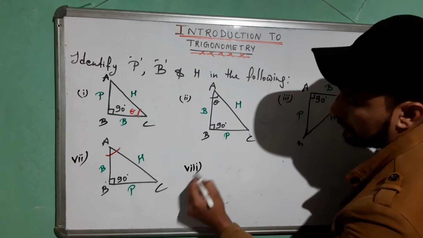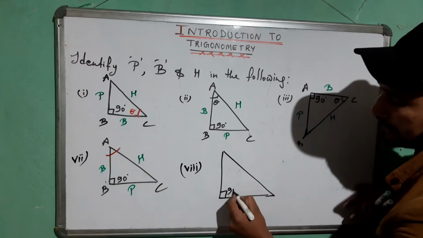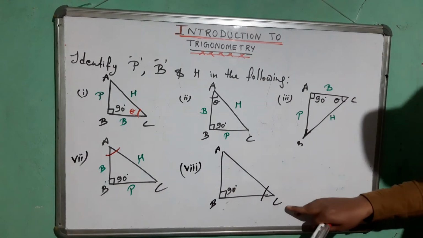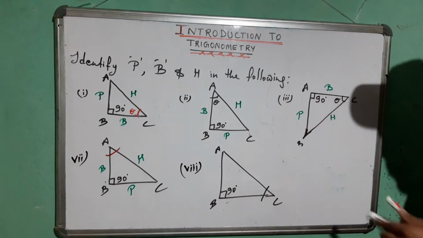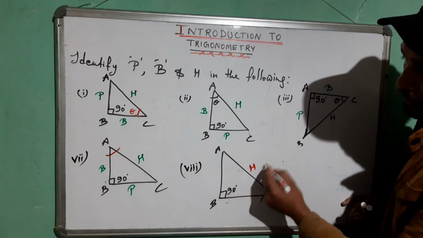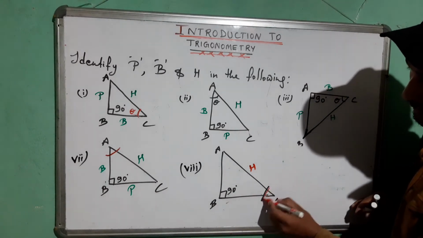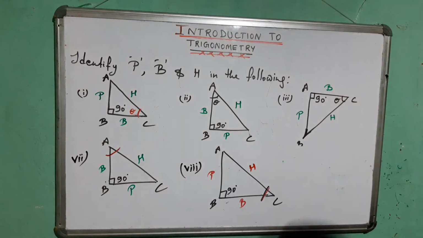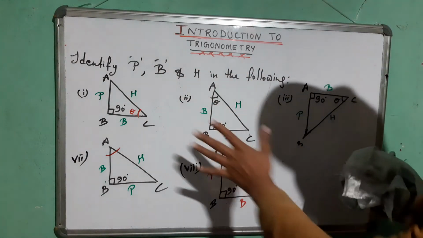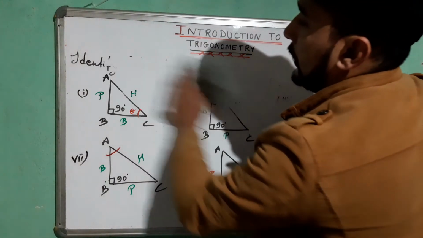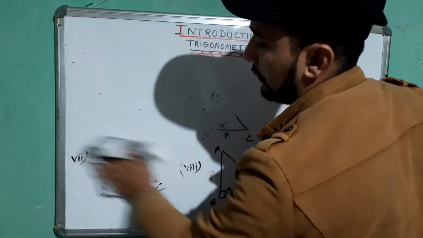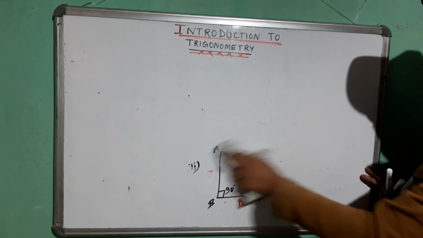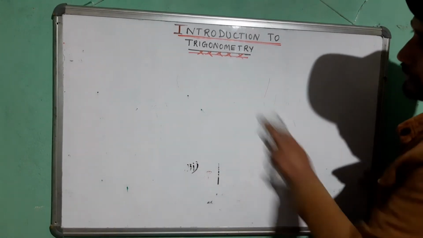Number 8. This is your triangle, 90 degree, A, B, C. With respect to angle C, identify perpendicular, base and hypotenuse. If your question is like that, then this will be hypotenuse. Opposite to 90 degree is always hypotenuse, and opposite to the given angle is this one, so opposite to this becomes perpendicular and this becomes the base. So first you make a proper note of everything I have written on the board. You should be very clear about perpendicular, hypotenuse and base. Then only you can do the sums of trigonometry.